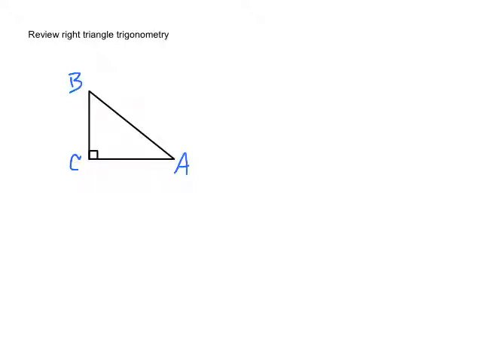The side opposite of A is going to be little a. The side opposite of B is going to be little b, and the hypotenuse is going to be little c. That's just a standard notation that we use.